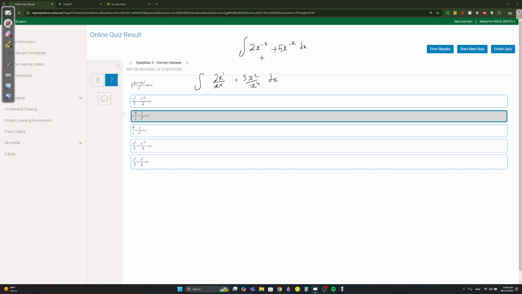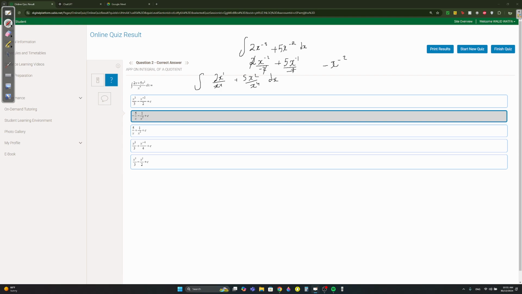Can I integrate this now? Of course I can. Let's start with the first one. Take 2 down. X, take it down. Add minus 3 plus 1, minus 2. Divide by your new power, minus 2. Plus, take 5 down. X down. Add your power by 1, minus 1. Divide by your new power, minus 1. Now it's simple simplification. 2 by 2. You're going to still get this. Don't forget about this minus. So minus x to the power of minus 2.